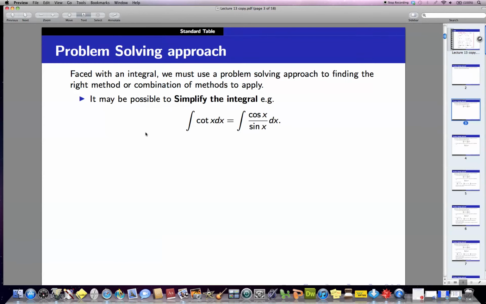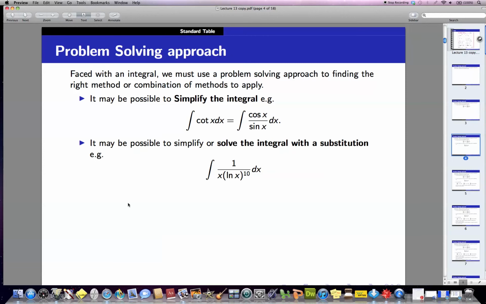The first thing is, if nothing jumps out at you, it might just help to simplify the function. For example, if you're asked to integrate cotangent of x, there's nothing obvious to do, but if you rewrite the function as cosine over sine, it becomes fairly obvious that the substitution u equals sine of x will work. You'll end up with the integral of 1 over u du, which is the natural log of the absolute value of u.